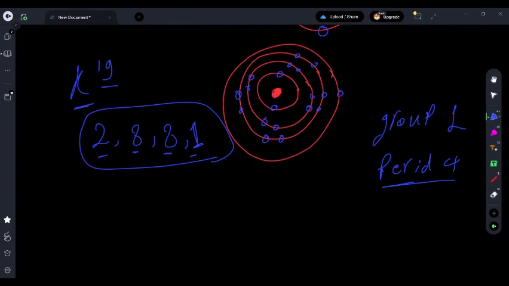Okay? This is how we can do the electronic configuration for any element, and how we can use the electronic configuration to determine the position of the element inside the periodic table.